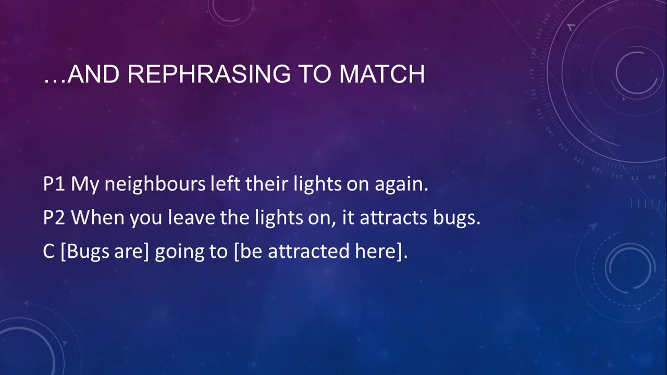The lights are on. If the lights are on, it attracts bugs. Therefore, bugs will be attracted. Now it's modus ponens. Now it's a deductively valid argument, because what you've done is taken away the things that weren't premises and rephrased the premises in a way that displays their clear relation to each other.